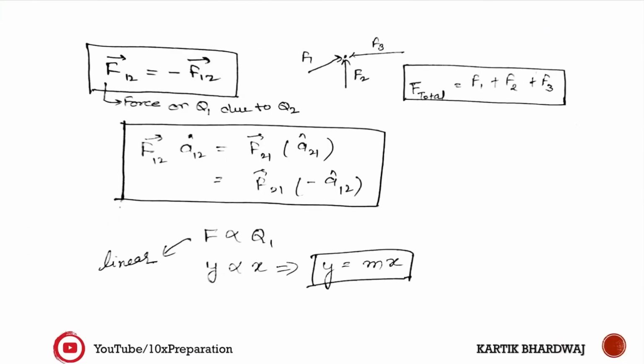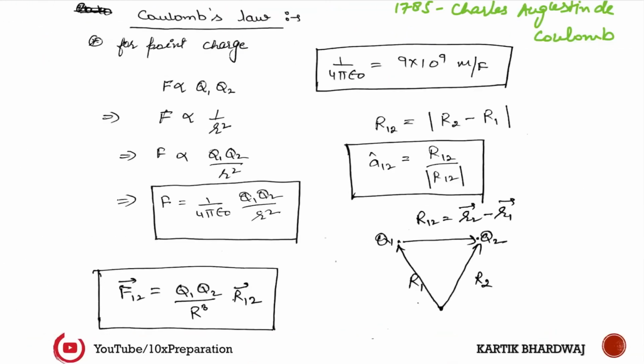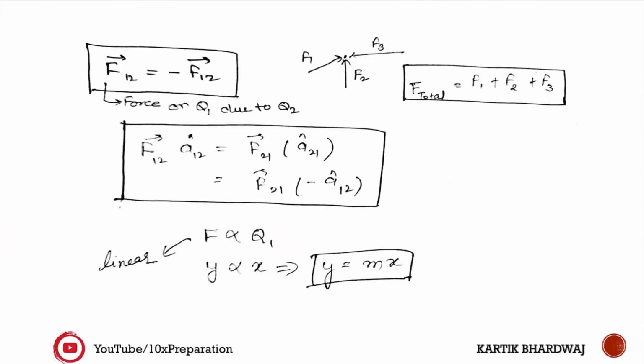So simply we can write the action-reaction law. This is the equal and opposite force of Newton's third law. In electrostatics, F12 means that if some force is exerted on charge 1 due to charge 2, there is an opposite force exerted by q1 on q2. So equal and opposite forces exist with respect to each other.